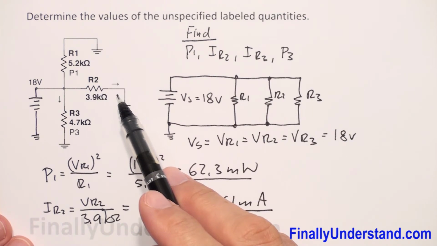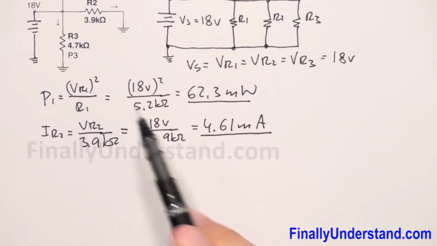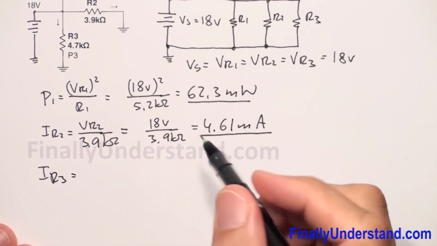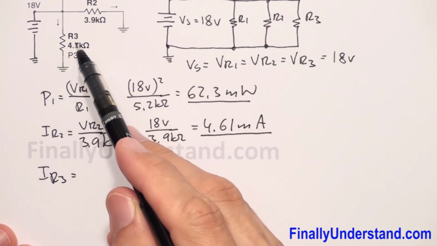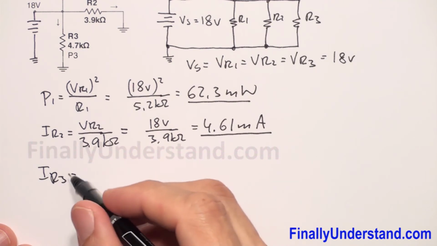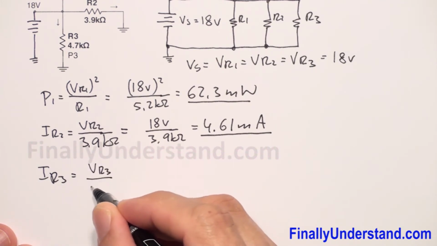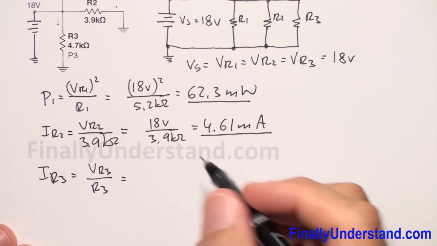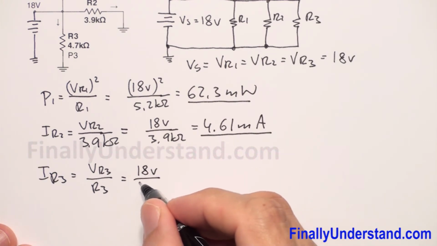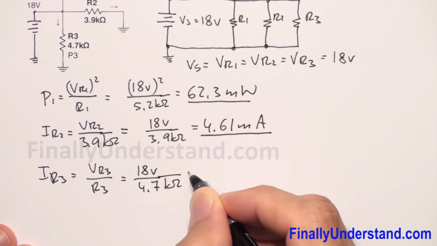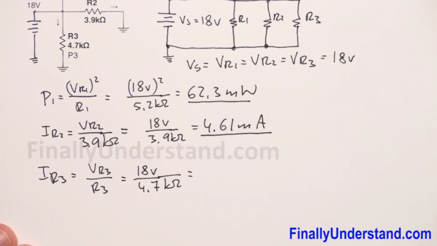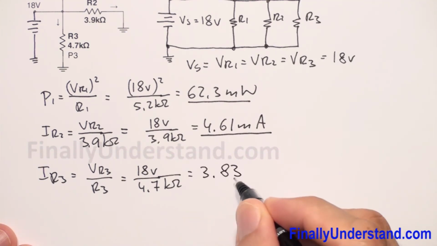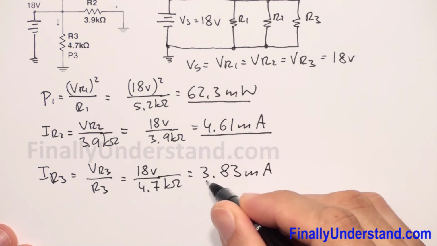Next, I'm supposed to find current IR3. I'm going to find IR3 the same way I found IR2, because the voltage source is given and the resistance of resistor R3 is given. That's why I'm going to write that IR3 is equal to VR3 over R3. VR3 is equal to 18 volts over R3, which is equal to 4.7 kilo ohms. And this is equal to 18 divided by 4.7 times 10 to the third, which is equal to 3.83 milliamps. So this is the current IR3.